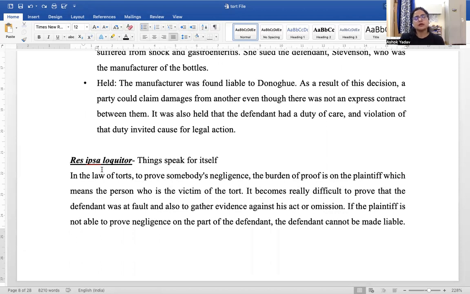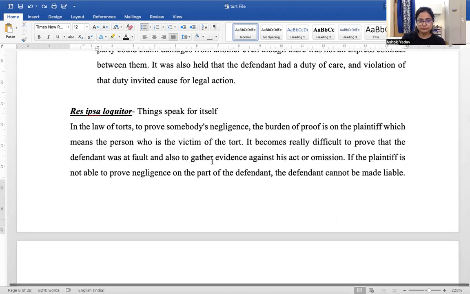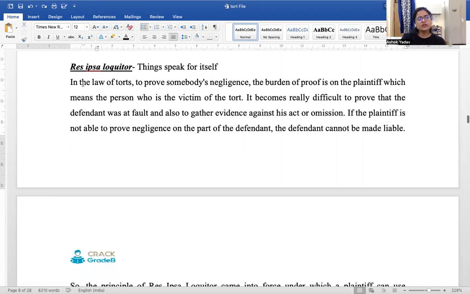So when you study negligence, there is a very important maxim, that is res ipsa loquitur, which means the thing speaks for itself, right? In the law of torts, to prove somebody's negligence, the burden of proof is on the plaintiff, which means the person who is the victim of the tort, right? So in the case of negligence, the burden of proof is on which party? It is on the party who has suffered some loss, and that party is the plaintiff.